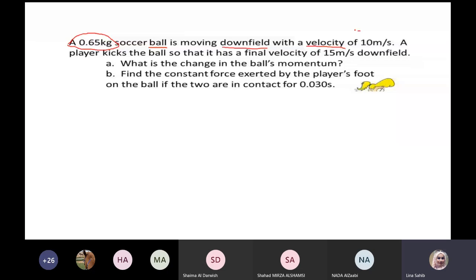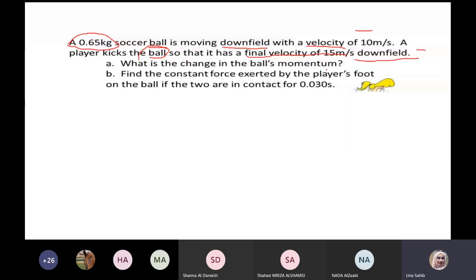A player kicks the ball. So the ball changes its velocity to have a final velocity. How much is it? 15 downfield. Is it positive or negative? Negative. So you will have two negative velocities. So now, what is the change in the ball momentum?